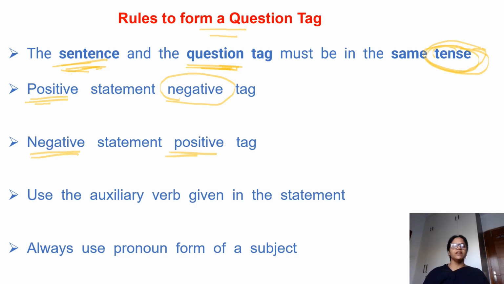The next rule is to use the auxiliary verb given in the statement to form a question tag. And the next rule: always use the pronoun form of a subject. We never use any other form of a subject. Always we need to use the pronoun form of a subject to form a question tag. Now, let's discuss each and every rule in detail.